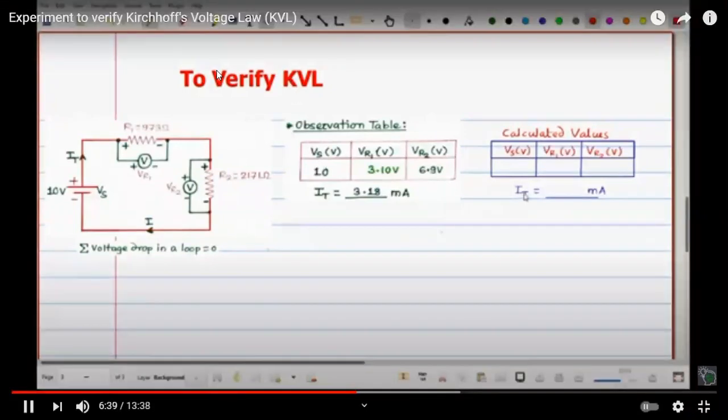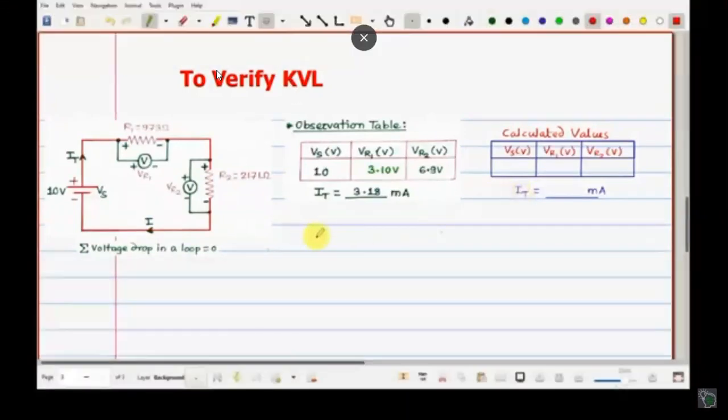So friends, first we will try to calculate the value of total current. Now what is your total current? According to Ohm's law, total current is total voltage divided by total resistance in the network. What is the voltage we are applying here? Only a single 10 volt voltage source. Now what is the total resistance? R1 and R2 are connected in series, so you get R1 plus R2. Okay, so put the values.